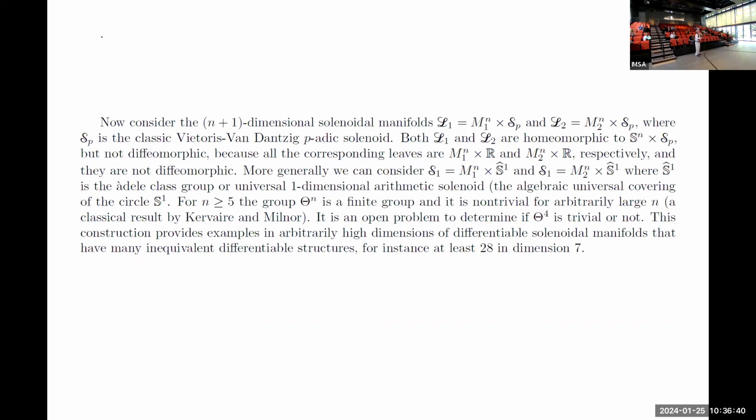And the consequence of that is that you take the solenoid of BDB multiplied by n1 and these are homeomorphic, but they are not isomorphic. You have at least 28 differential structures of this one. It's a very interesting theorem.